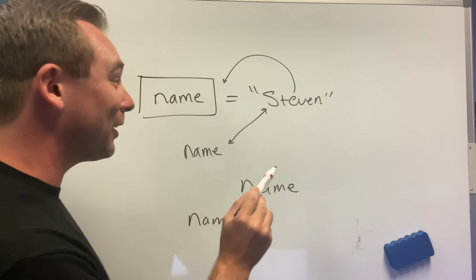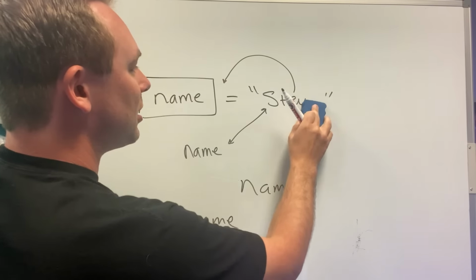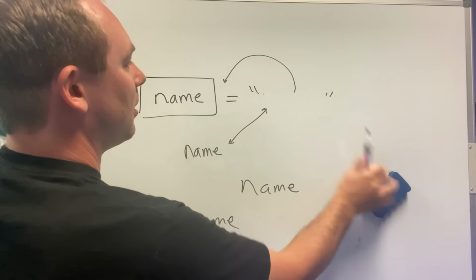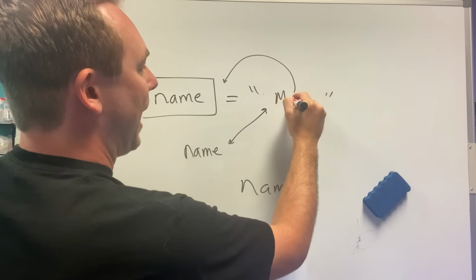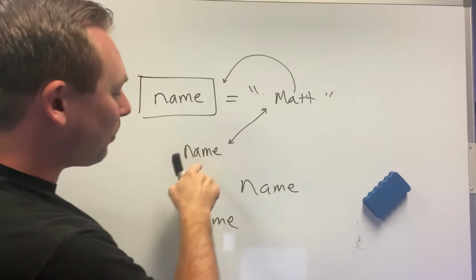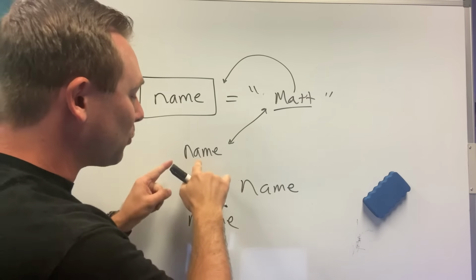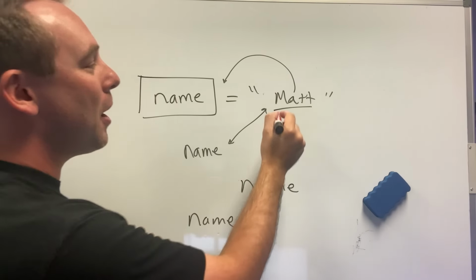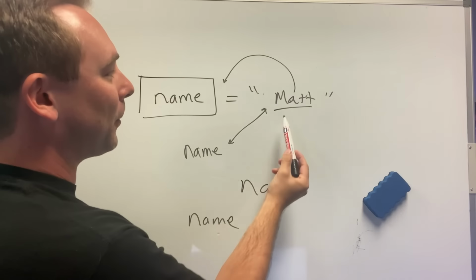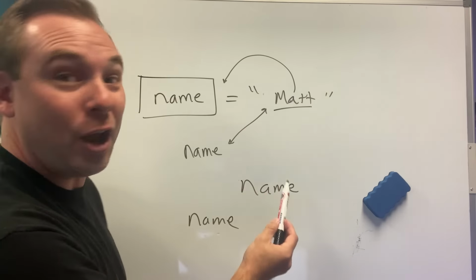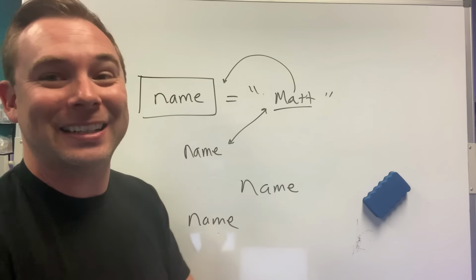Now, what's really cool is if we changed Stephen to be Matt, every place we used name now changes to Matt. We don't have to rewrite any of this code because name represents whatever is on the right-hand side. Really, really cool. Now let's see this in action.